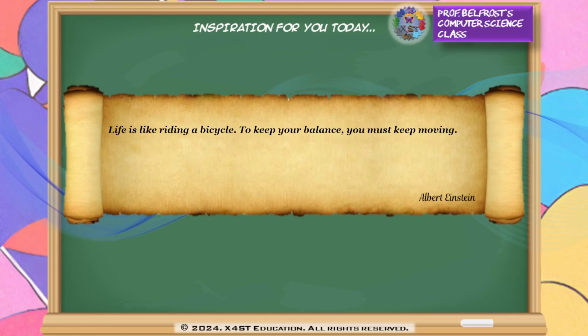So here's a little quote from Albert Einstein. Life is like riding a bicycle. To keep your balance, you must keep moving.